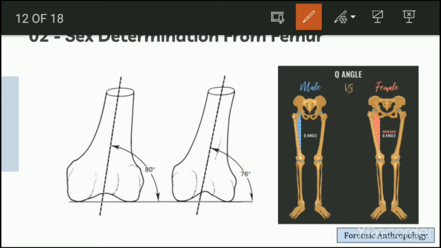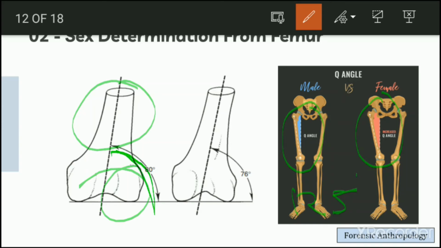Now here we can see the neck of the femur makes a right angle in the female and an obtuse angle in the male, about 125 degrees. The other is the angulation of shaft with the condyles. This is the shaft of the femur bone and here are the condyles. In male it makes an angle of 80 degrees. This is the male, and in female it makes an angle of 76 degrees.